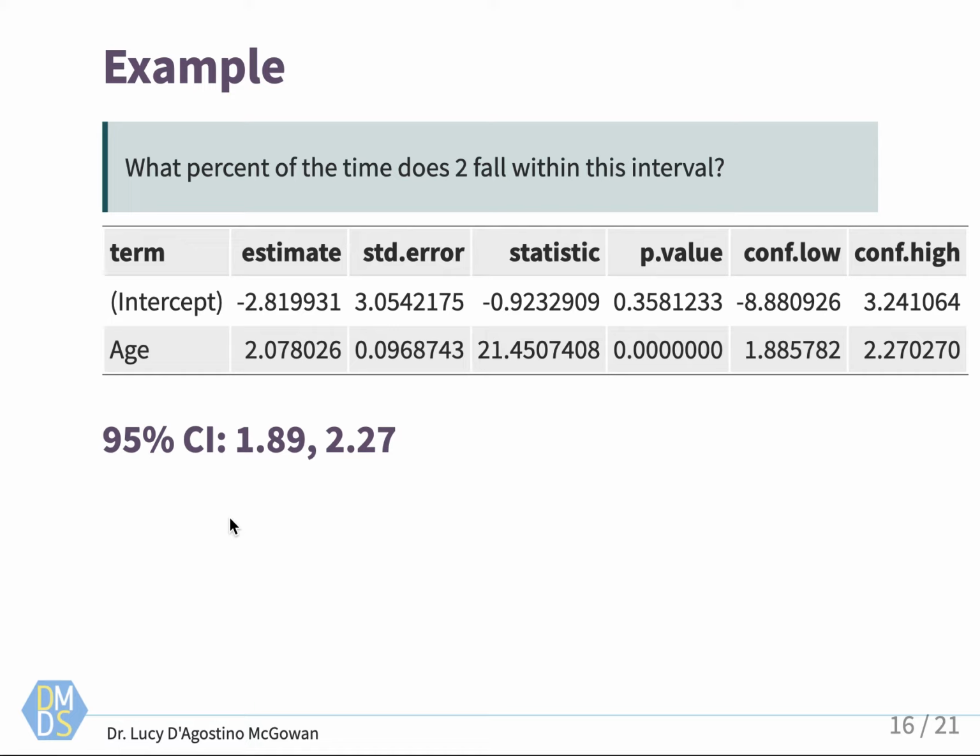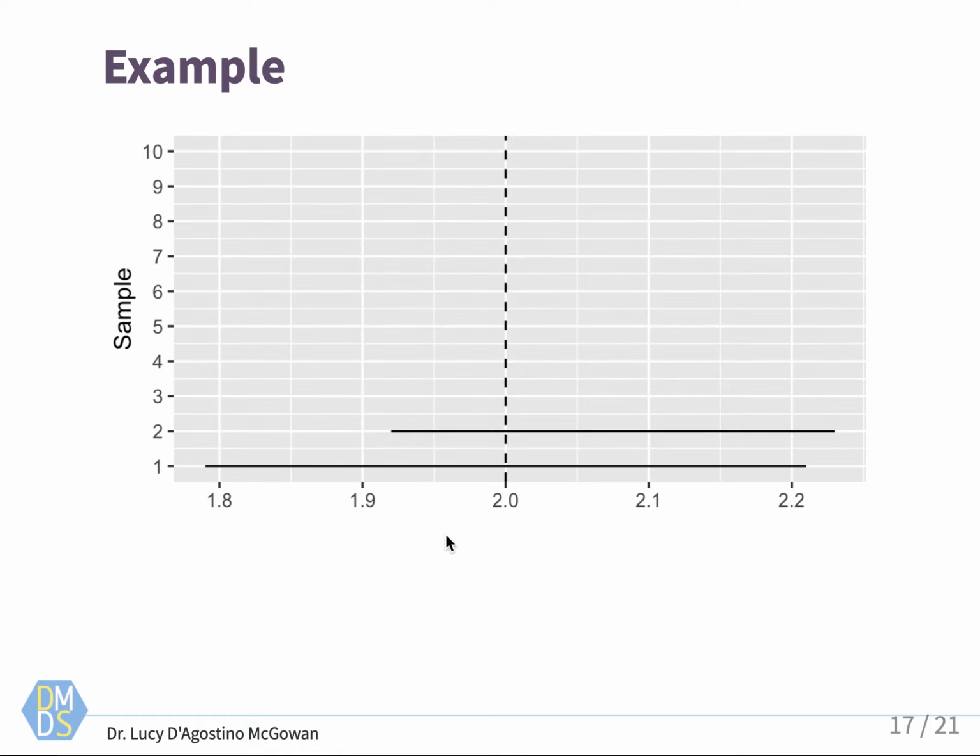What percent of the time does 2 fall within this interval? Well, again, 2 is just fixed, and so this is not really a meaningful estimate. It falls within this interval 100% of the time, but that's not really what we're interested in. What we want to know is if we were to do this a whole bunch of times, what percent of those samples would capture the truth, or what percent of those intervals would capture the true parameter?